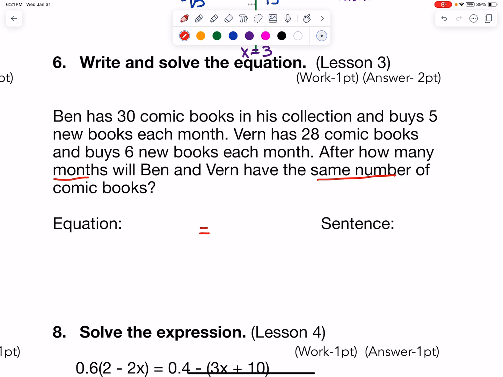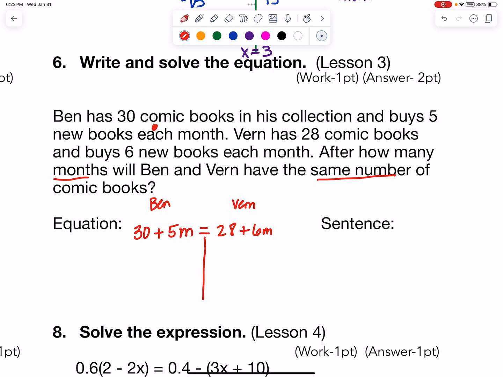So we have Ben has 30 comics in his collection, and he buys 2 books each month. So we're joining more books, so that's going to be addition. And 5 books each month, I know each typically means multiplication, so that's going to be 5 books per month, so times m. So that's Ben's side. Okay, Vern's side is going to be 28 comic books and 6 new ones each month, so plus 6 per month. And we set them equal to each other because it says after how many months will they have the same number of comic books.